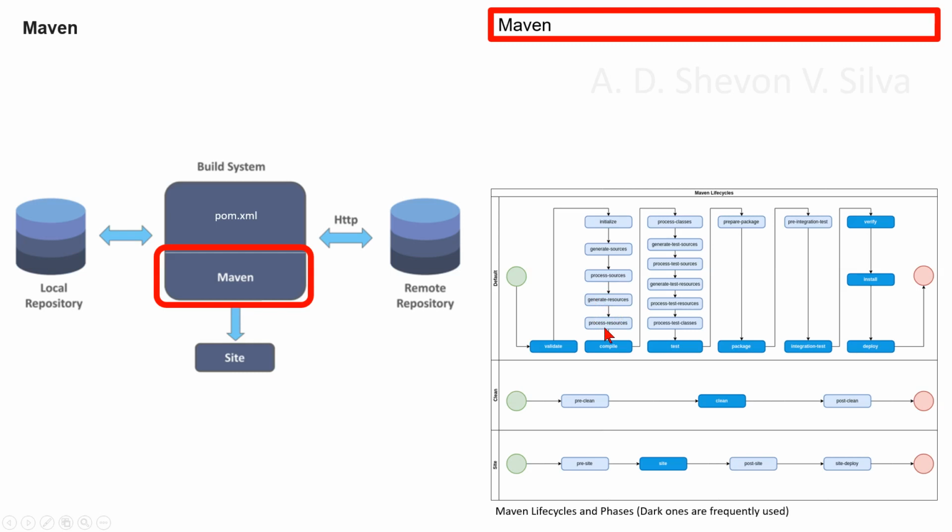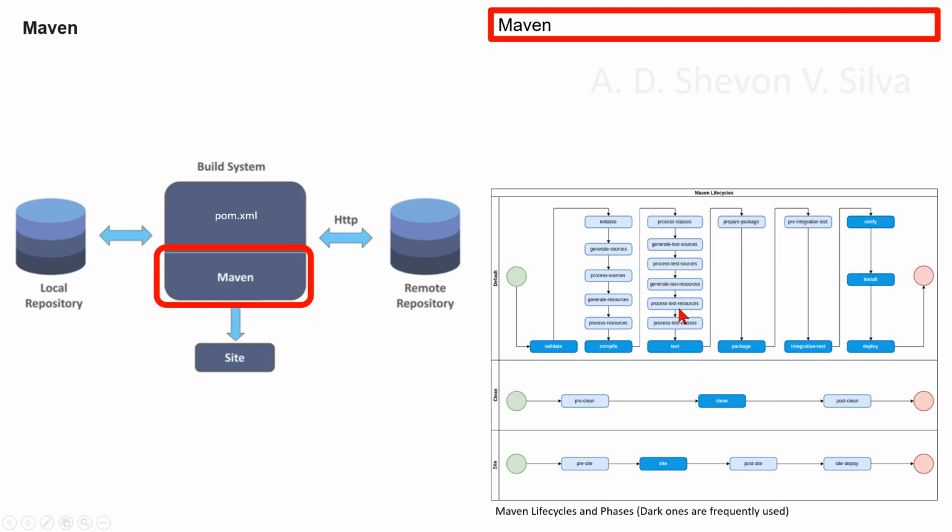Process resources is connected to compile. Compile is connected to process classes. Process classes is connected to generate test resources. Generate test resources is connected to process test resources. Process classes is connected to generate test sources. Generate test sources is connected to process test sources. Process test sources is connected to generate test resources. Generate test resources is connected to process test resources.